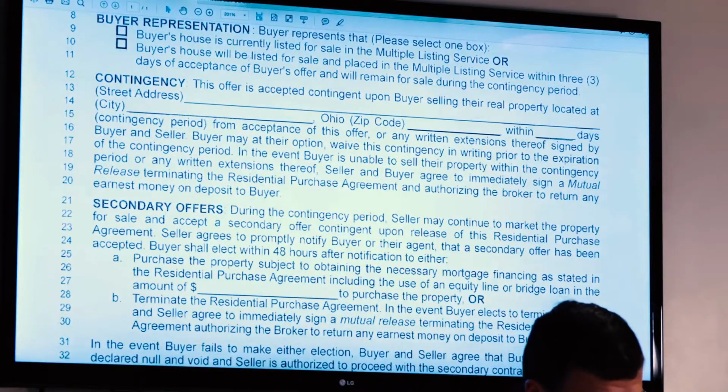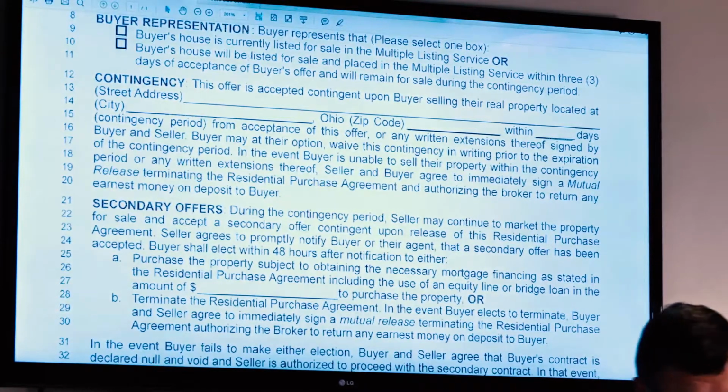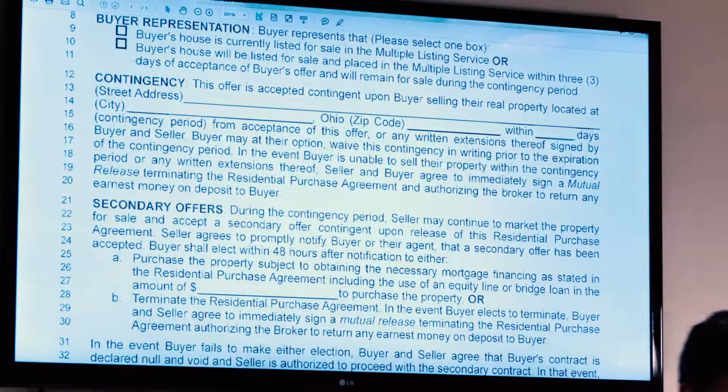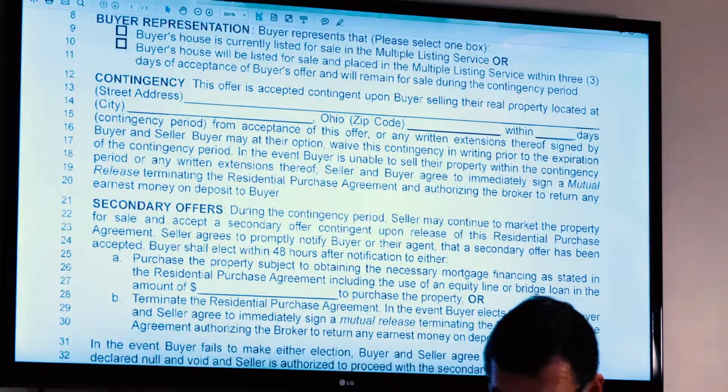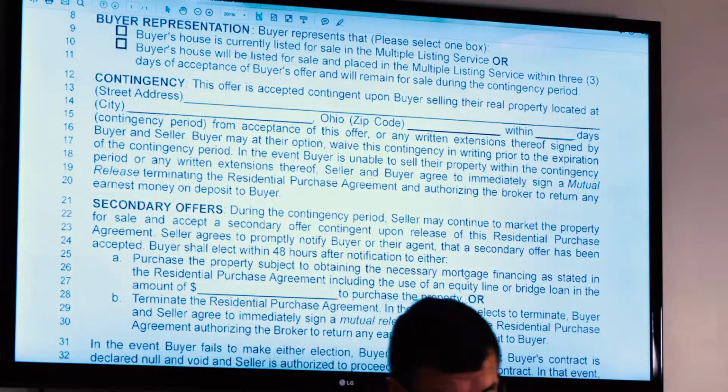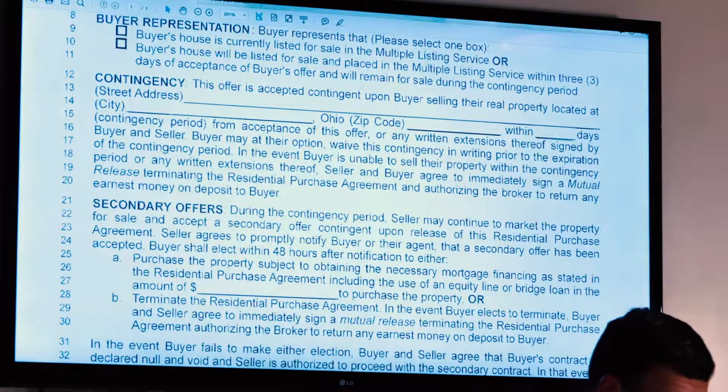Okay, let's go back. So I'm back up here in line 14 where it talks about the number of days, and then 15 is contingent period. From acceptance of this offer or any written extensions thereof signed by buyer and seller, so they can extend it if they want.